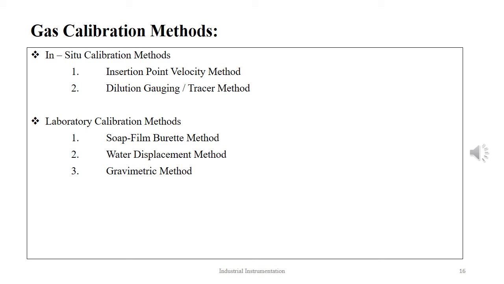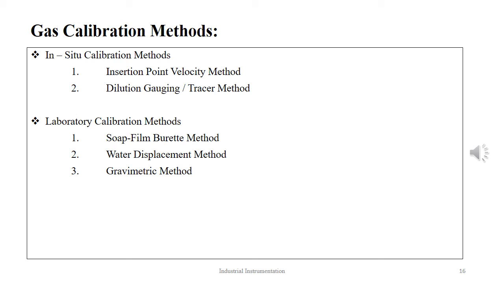Now, what is this insertion point velocity method? It utilizes point velocity measuring devices where the calibration device chosen is positioned in the flow stream adjacent to the flow meter being calibrated, such that the mean flow velocity can be measured.